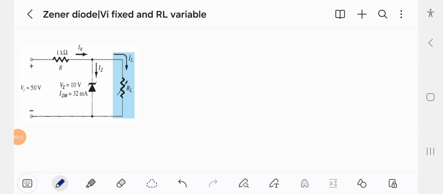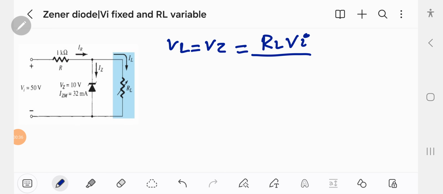So here, when we are going to find VL, which is actually equal to VZ, because these two branches are parallel to each other, and which is equal to RL with an input voltage of Vi. So this is equation 1.